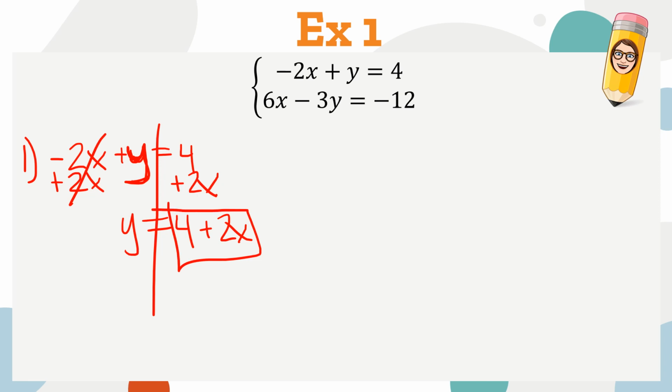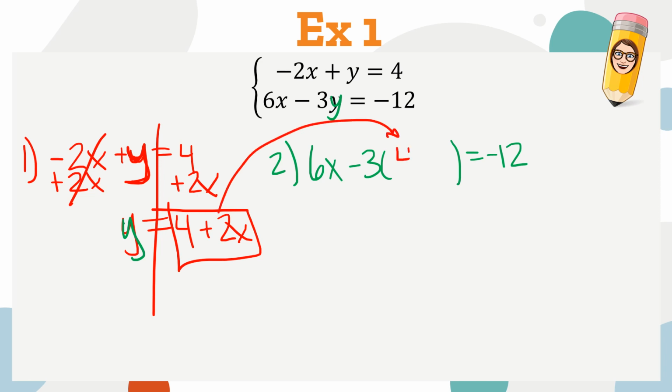Step 2, you want to take the other equation and you want to substitute in for y. See how we isolated y? So when I write this, I'm going to write 6x minus 3 blank equals negative 12. In that blank, I'm going to fill in my expression, 4 plus 2x. Remember, as I've said in previous videos, that's the tough step, right? To kind of organize your thoughts in those letters.